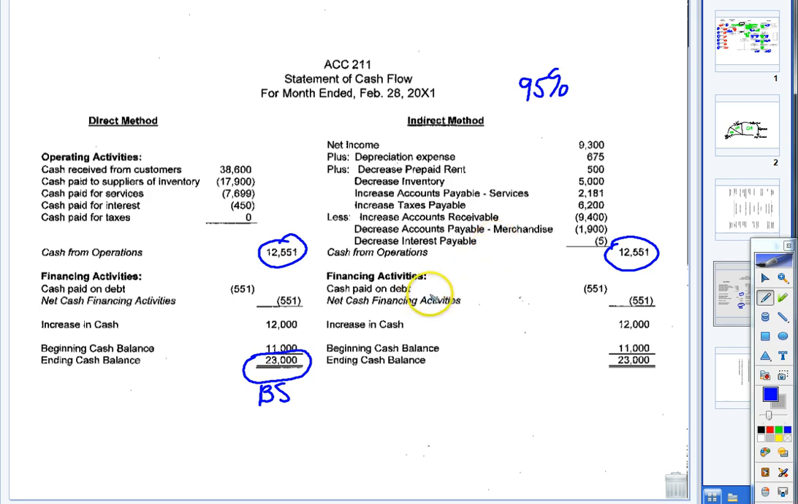Now for the financing activity, it's identical. I could have just copied and pasted it over here. It reads exactly the same. And had we had any investing activities, those would have been the same as well. So the only thing that's different between the direct and indirect method is how we report cash from operations. The net's going to be the same, but the detail will be very different.